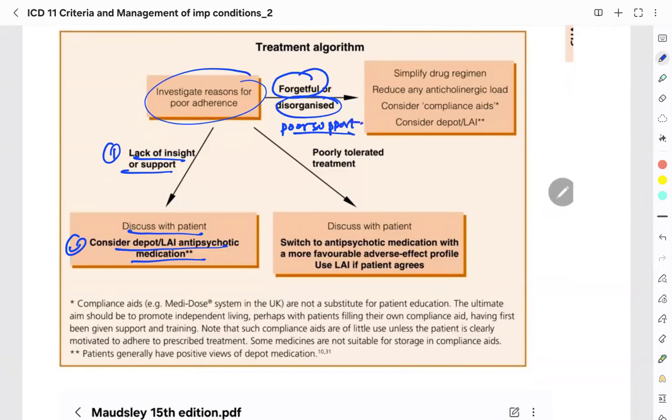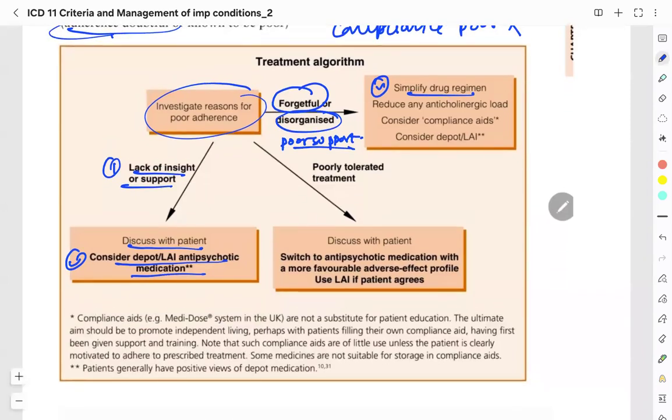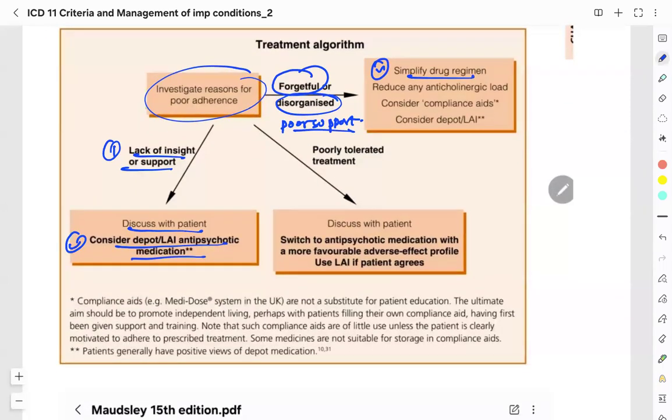In that case, you simplify the drug regimen. So instead of a lot of drugs, you say, you know what, you just have to take one drug in the evening and that is all. You simplify the drug regimen and then reduce any anticholinergic load. Why do we have to reduce anticholinergic load in this case? Forgetfulness or disorganized, anyone? Anyone?